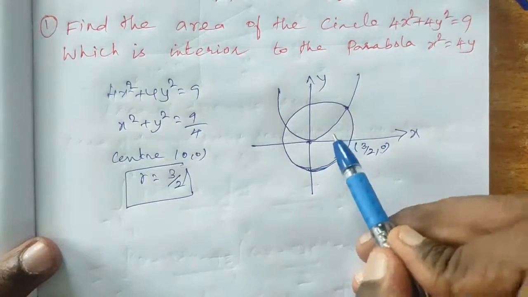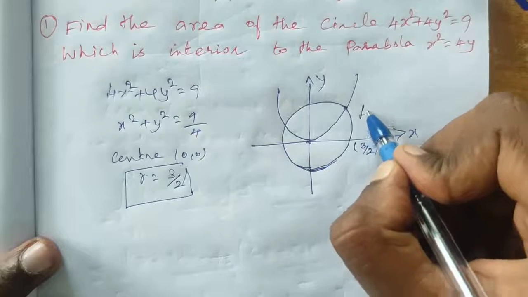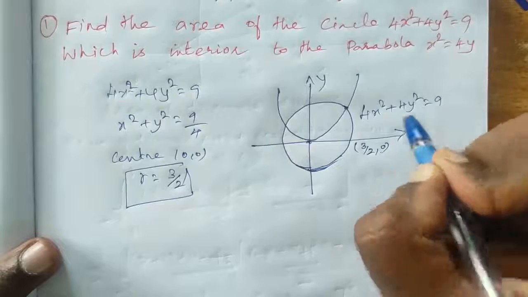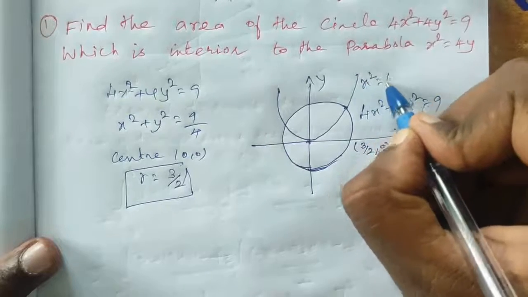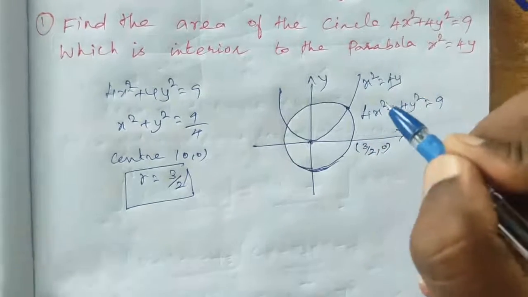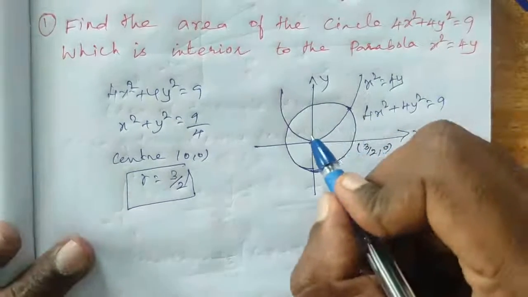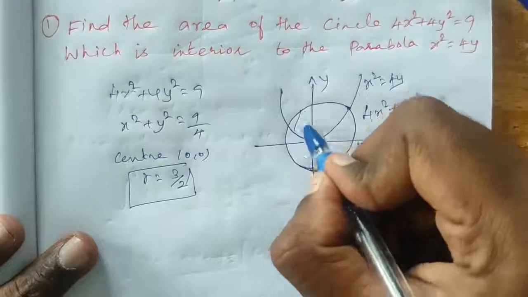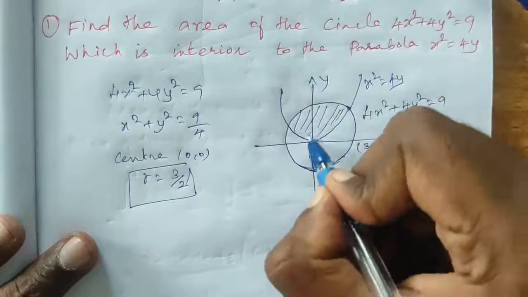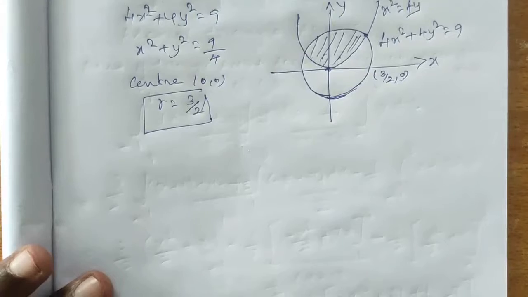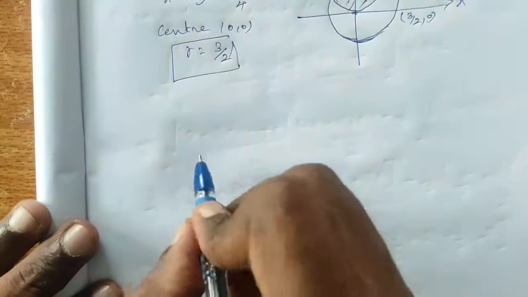Now it's our duty to find the area of the circle 4x square plus 4y square is equal to 9 and parabola x square is equal to 4y. We have to find the area of the region obtained within these two curves. So this shaded portion is the required area. So first we have to find the point of intersection of circle and parabola.